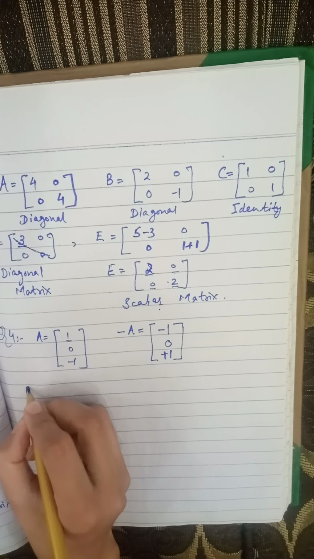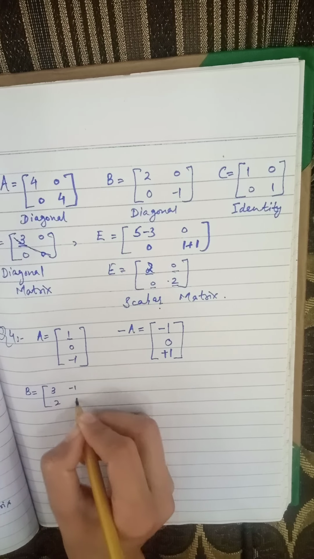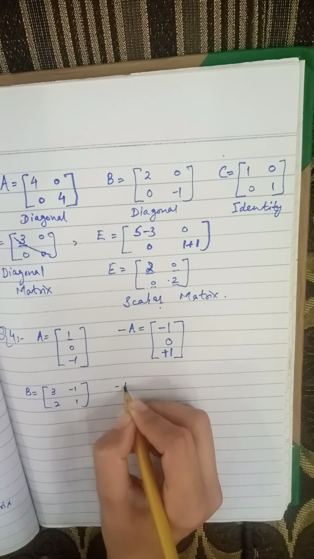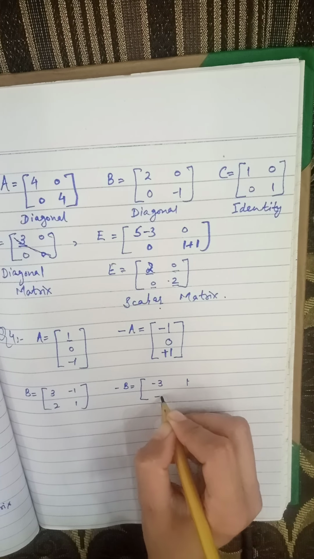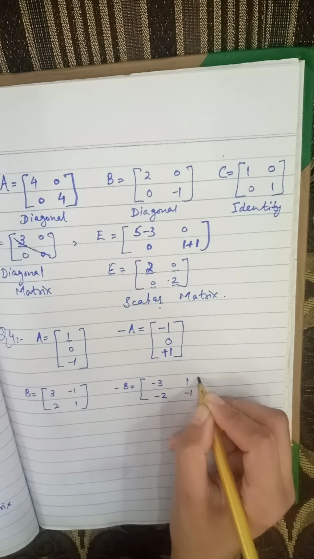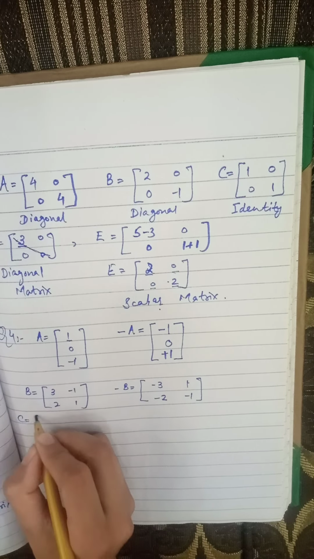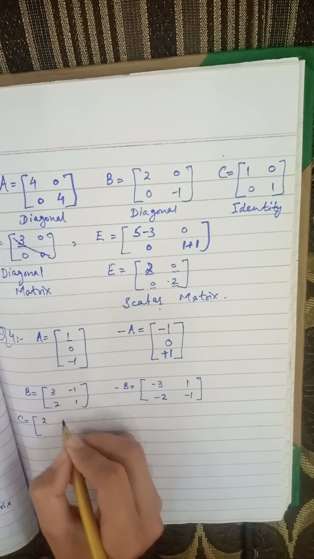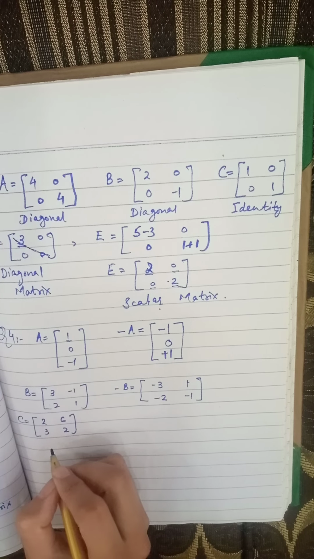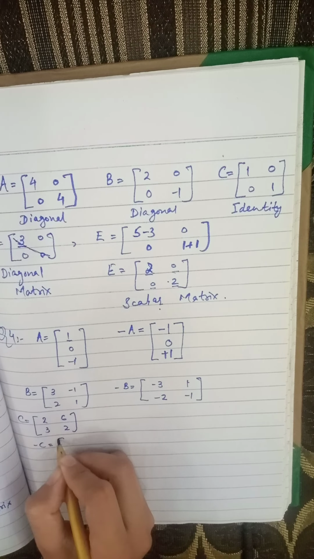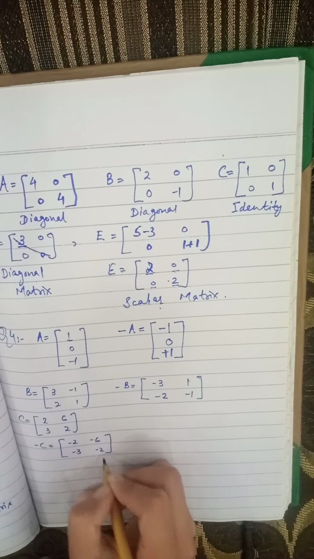Okay, the next matrix B. 3, minus 1, 2, 1. Negative of B is minus 3, positive 1, minus 2, negative 1. Okay, now we are going towards C. 2, 6, 3, 2. The negative of C would be minus 2, minus 6, minus 3, minus 2.